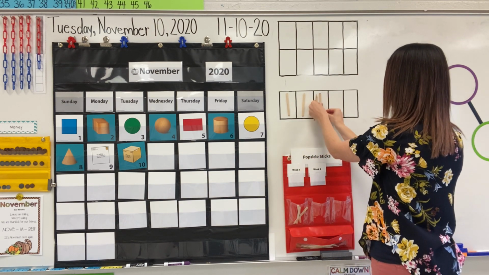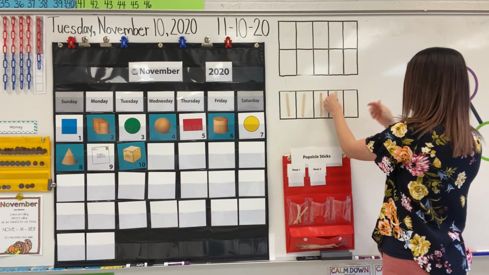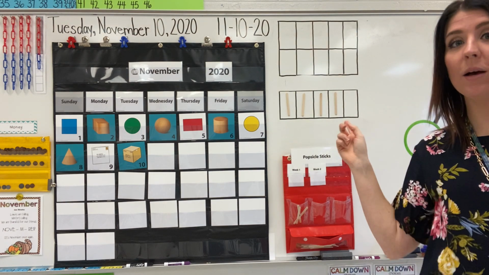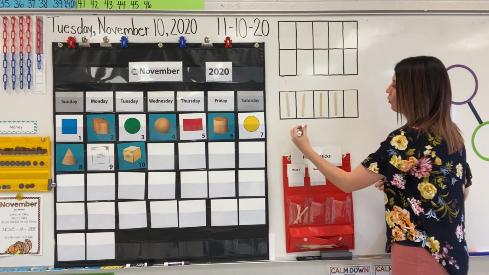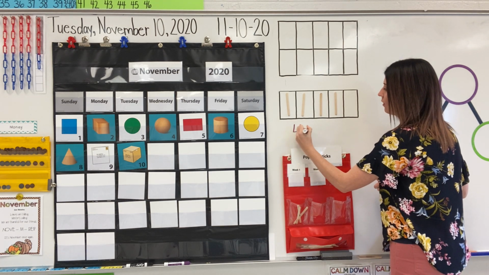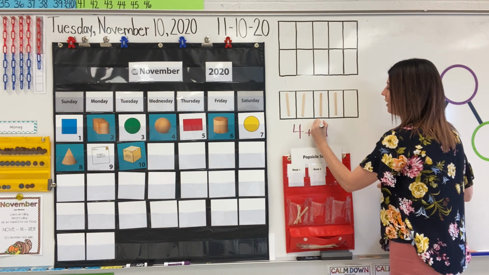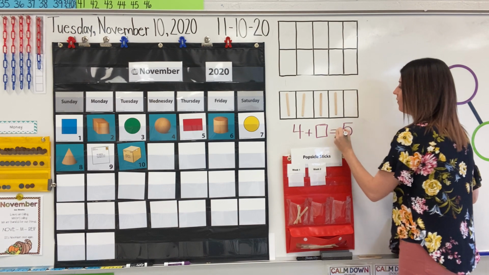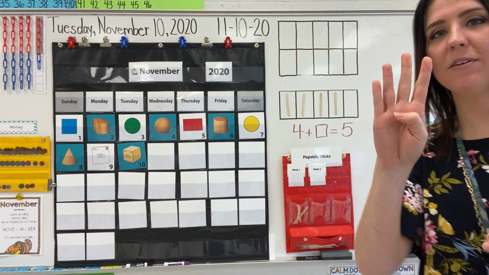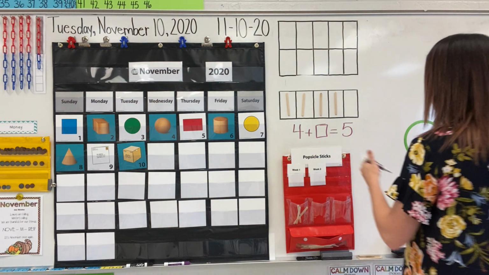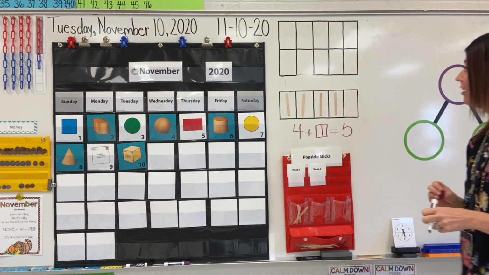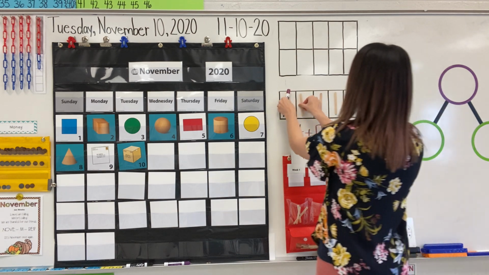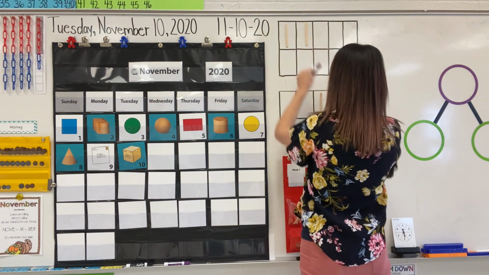1, 2, 3, 4. Can you tell how many more 4 needs to make 5? What does 4 need? 4 and something else is 5. What does 4 need to be 5? 1 more. So 4 and 1 are 5 buddies. Very good. All right, now let's move all 4 of these up into our 10 frame.